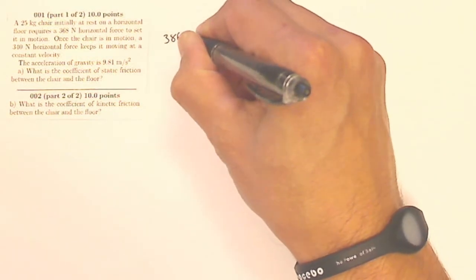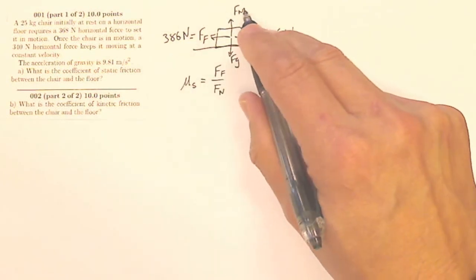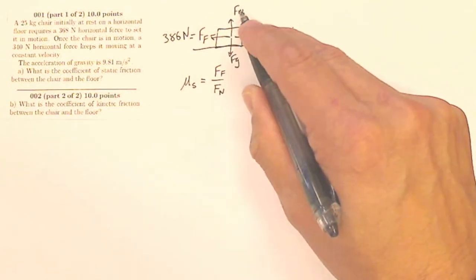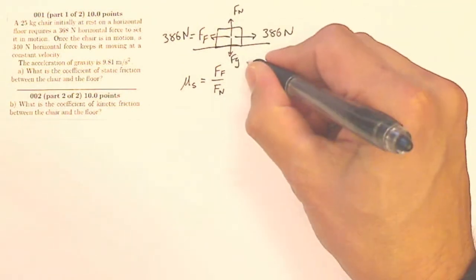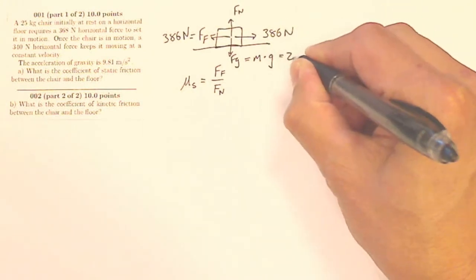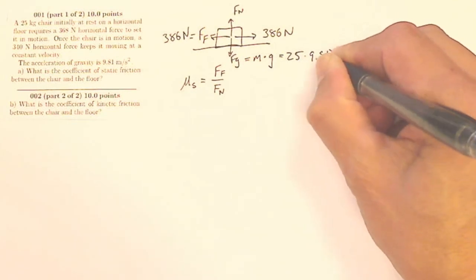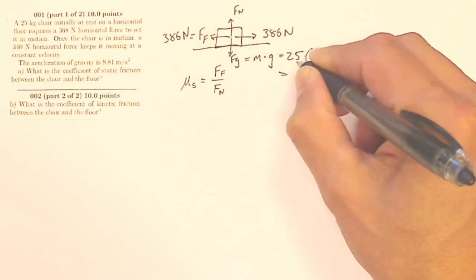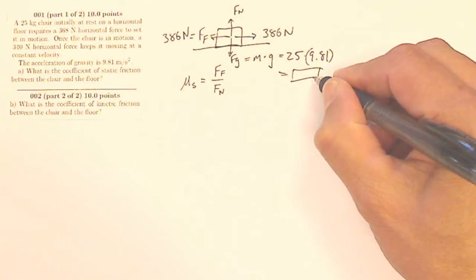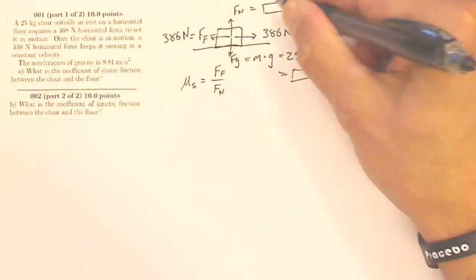So that's 368 newtons of friction as well. Now, how do I get my normal force from this? Well, I know that since this thing isn't accelerating up and down, normal force and gravity are going to equal each other. So my gravity is going to be my mass times the acceleration of gravity, 25 kilograms times 9.81 in this case. So that's going to be 240 something or other. And that force of gravity is going to be the same as the normal force.